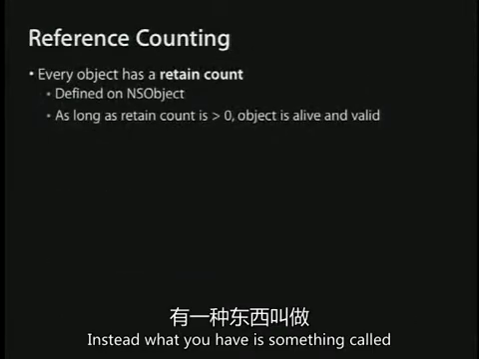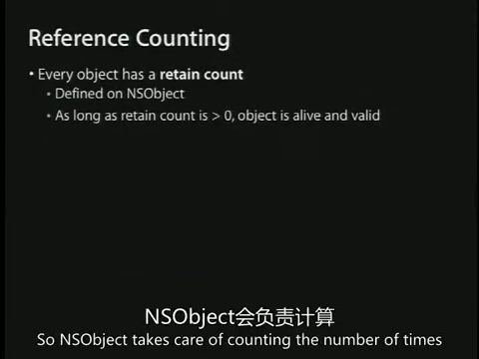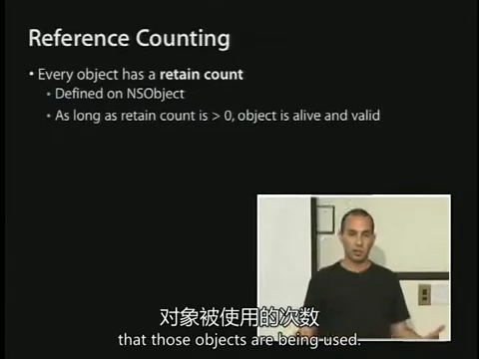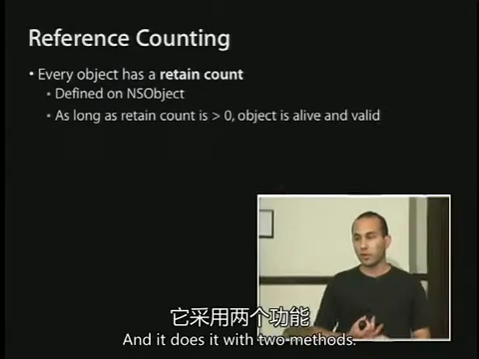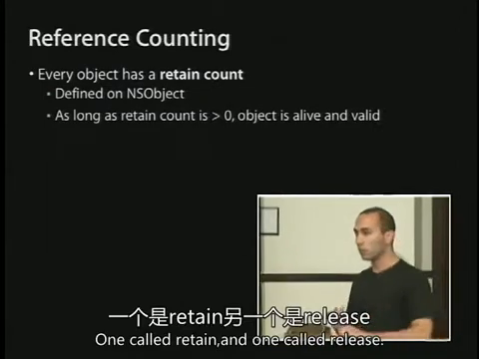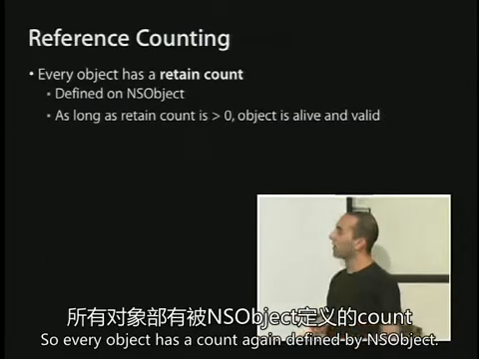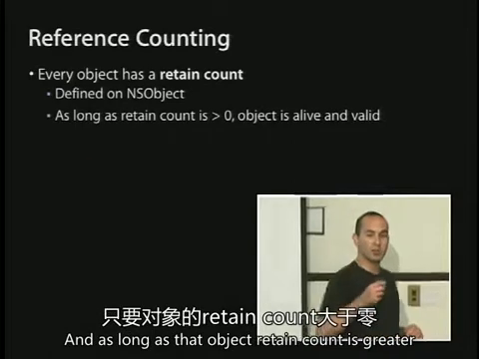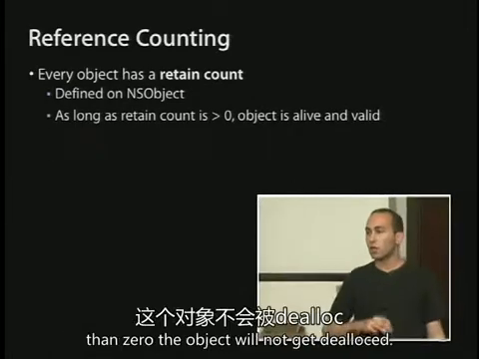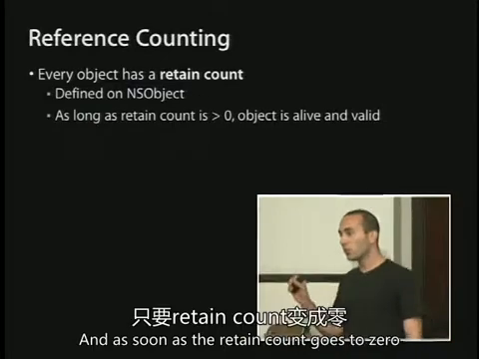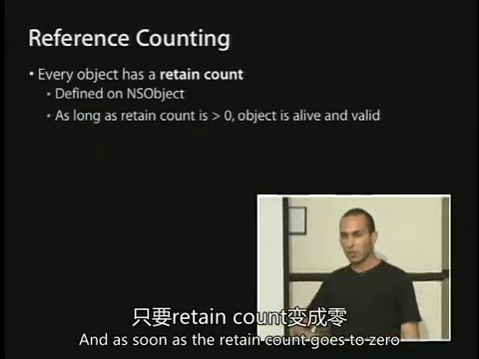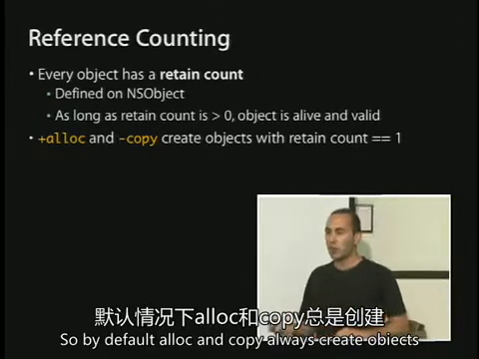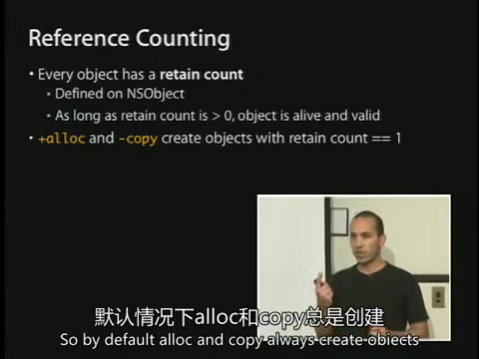Instead, what you have is something called reference counting. NSObject takes care of counting the number of times that objects are being used. It does it with two methods, one called retain and one called release. Every object has a count, again defined by NSObject. As long as that object's retain count is greater than 0, the object will not get dealloced. As soon as the retain count goes to 0, the memory is going to go away. By default, alloc and copy always create objects with a retain count of 1.